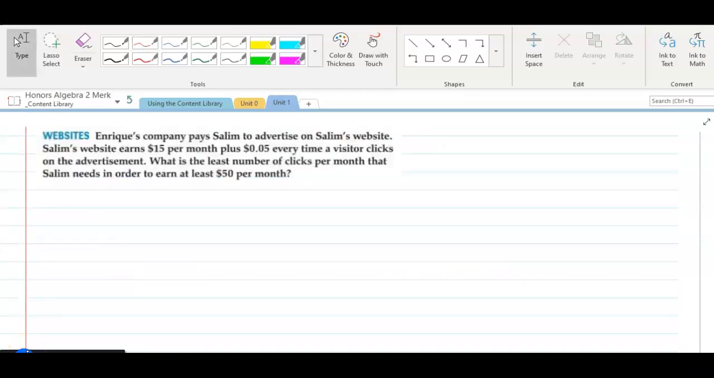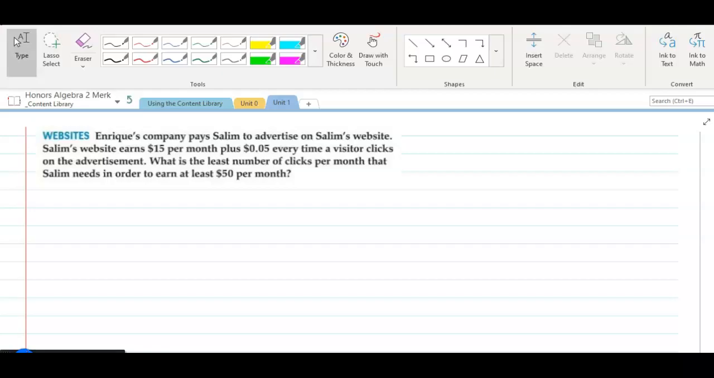Let's apply what we know about solving inequalities to solving a word problem about an inequality. Enrique's company pays Salim to advertise on Salim's website. Salim's website earns $15 per month plus 5 cents every time a visitor clicks on the advertisement. What is the least number of clicks per month that Salim needs in order to earn at least $50 per month?